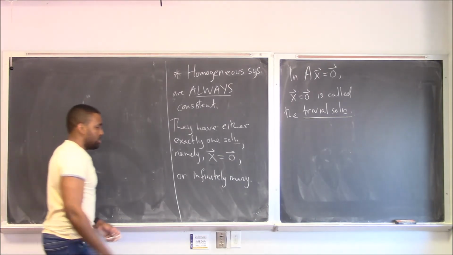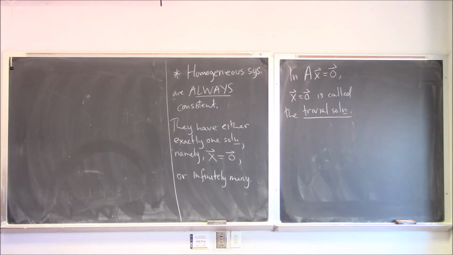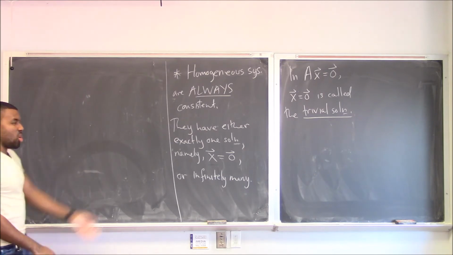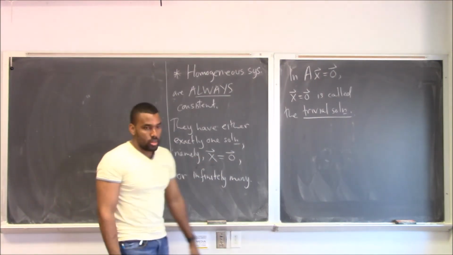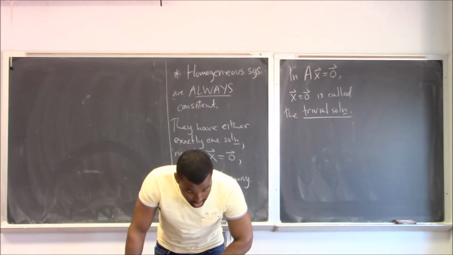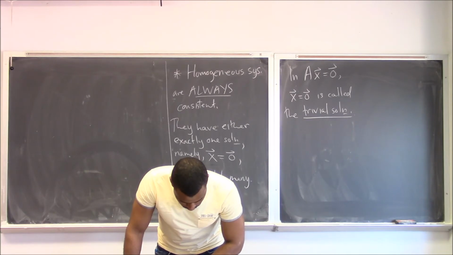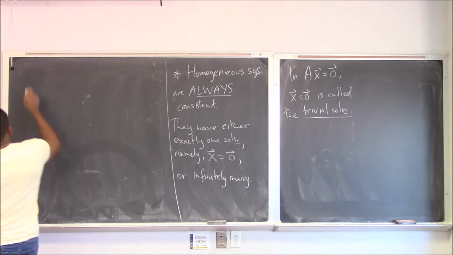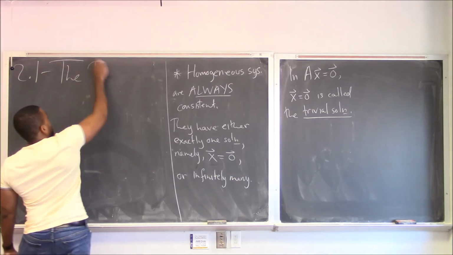So for any system of linear equations, only 3 possibilities: one solution, no solution, or infinitely many. A homogeneous system is a system of equations where it's always 0 on the right side, and these are always consistent. They will have exactly one solution or infinitely many, because the inconsistent case will never happen. Moving on, 2.1. We're going to talk about the determinant.